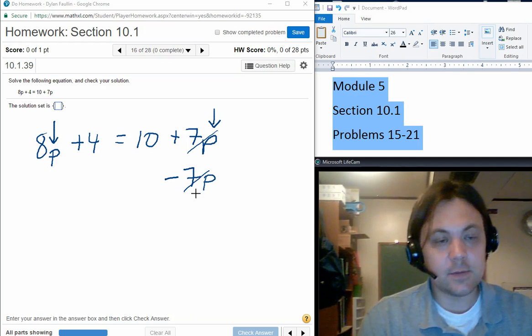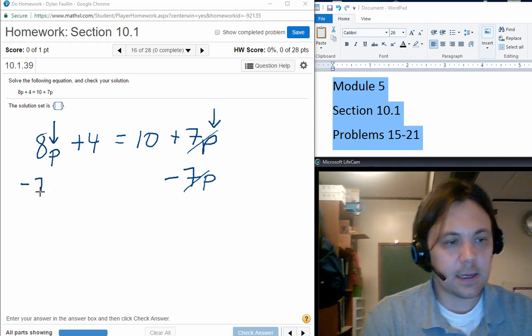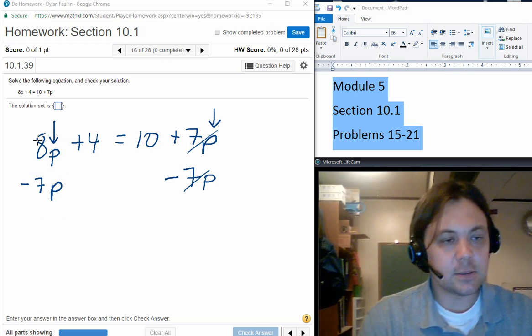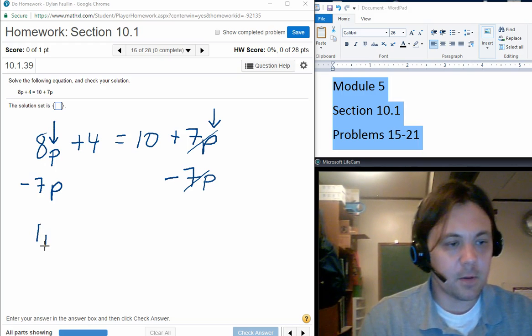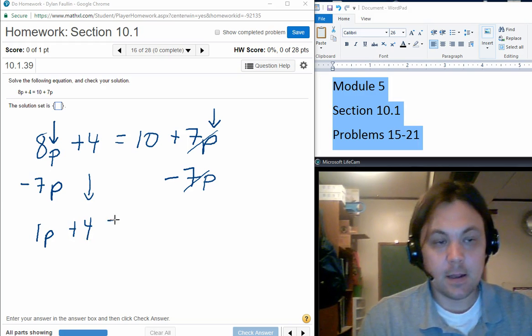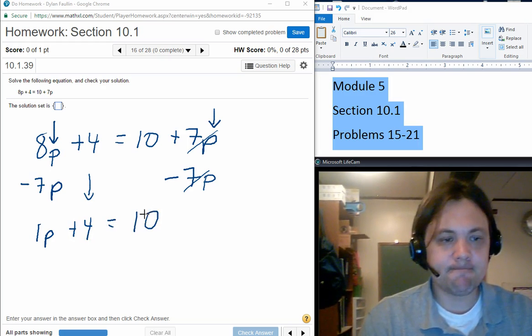But if I do this to the right-hand side of the equation, I got to do the same thing to the left-hand side of the equation, subtract 7p. And so I'll write it underneath the term that it's going to affect. So 8p minus 7p gives me 1p. I'll copy down the plus 4. I'll copy down the 10.